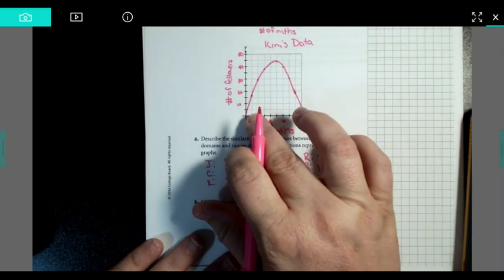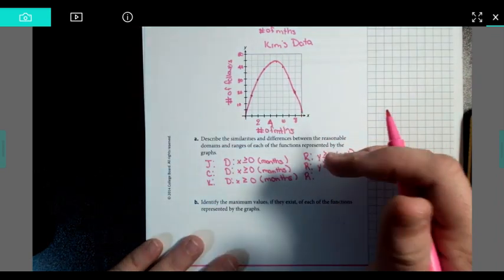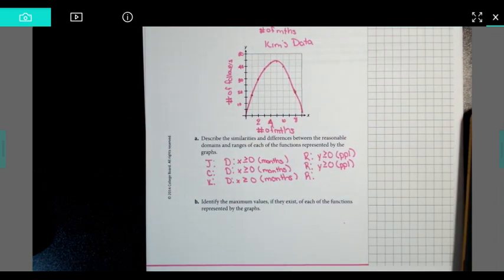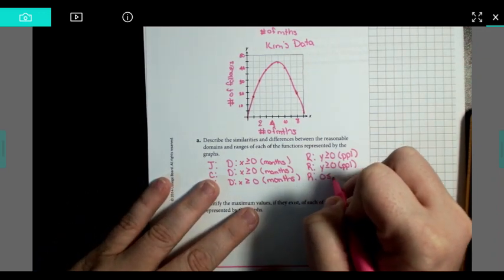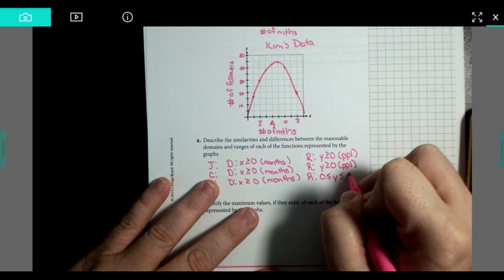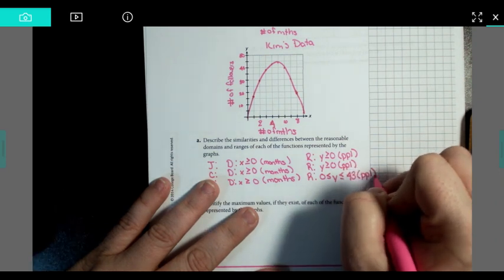But we have a slight restriction on Kim. Kim hits a maximum and goes back down. So we're going to actually say that Kim's has to be between 0 and 43 because that was the maximum number of people that she had.